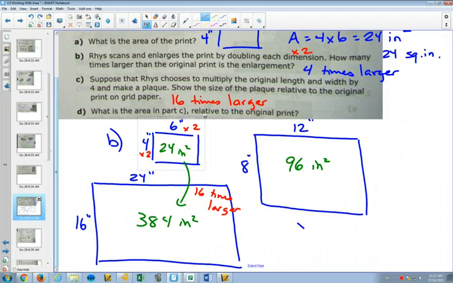What is the area in part C? It is 384 inches squared. Compared to the original one, that is 16 times larger.